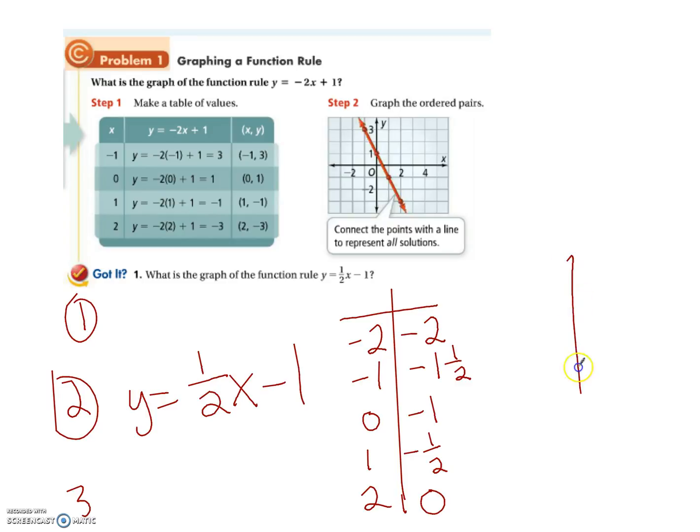This one's a little bit more tricky because on your grid you kind of have to use some half marks, which is okay. We are perfectly capable of doing that. So negative 2, negative 2. Negative 1, negative 1/2. So you're going to go kind of right in the middle. 0, negative 1. 1, negative 1/2. 2, 0. Connect the dots. So we have gone from equation, table, to the graph.